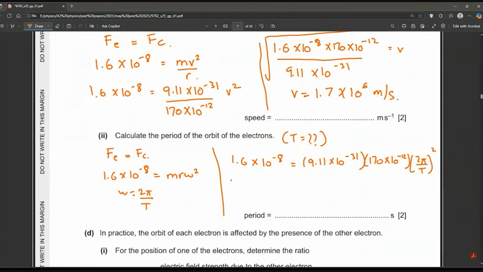Let's divide both of them towards the left side. 1.6 × 10^-8 divided by 9.11 × 10^-31 into 170 × 10^-12. This comes out to be what? 4π² divided by T².